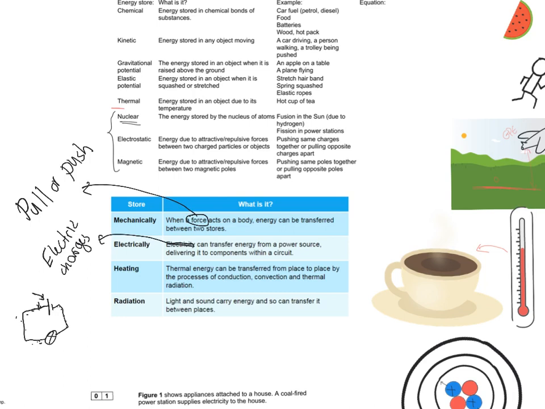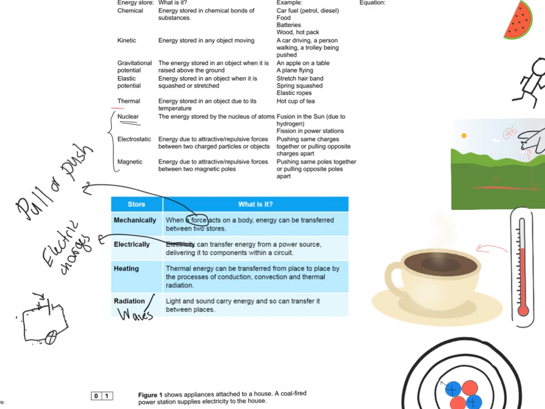Heating is another way of transferring energy from one store to another. So thermal energy can be transferred by conduction, convection, and thermal radiation, which we will discuss more in P2. And then you have radiation. In this case, it's radiation or waves, because light and sound, so sound is not radiation, it's a wave, can carry energy from one place to the other. So that's what carries energy from one store to the other as well.